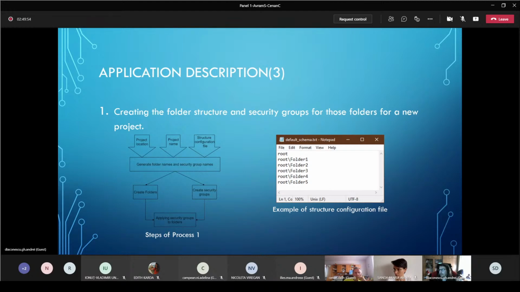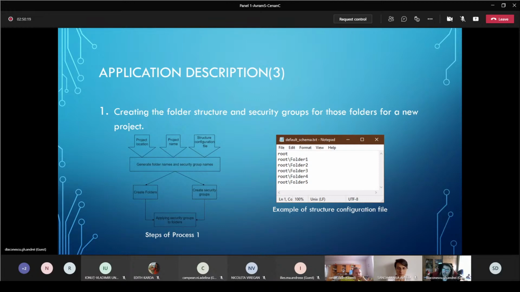As you see in the picture for the configuration file, the root keyword will be replaced with the name of the project. After running this process, you will have a structure with name project, folder 1, 2, 3, 4, 5. These are random names for this presentation.